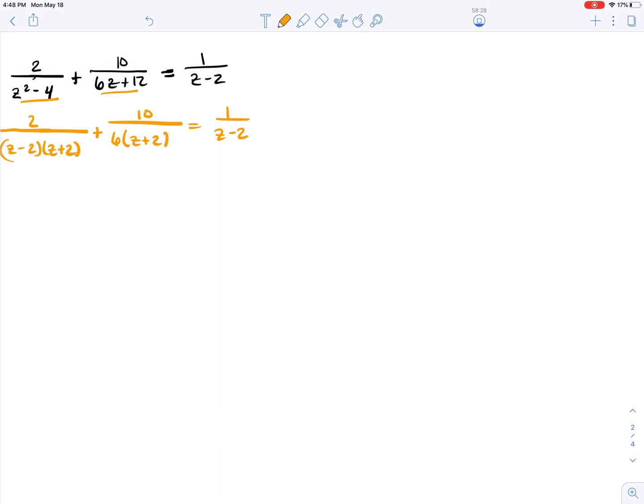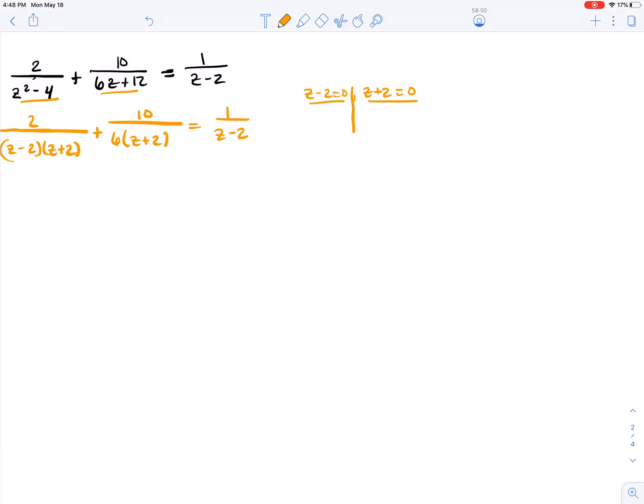Next thing I have to do, identify non-permissible values. Well, I have z minus 2, and I have z plus 2. Another z minus 2, so I'm going to keep it as those two.